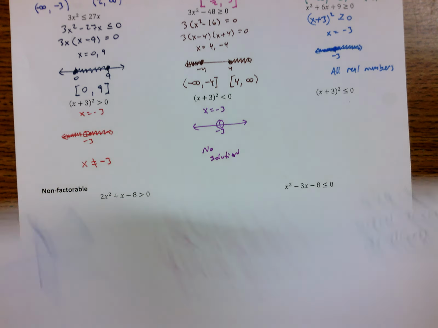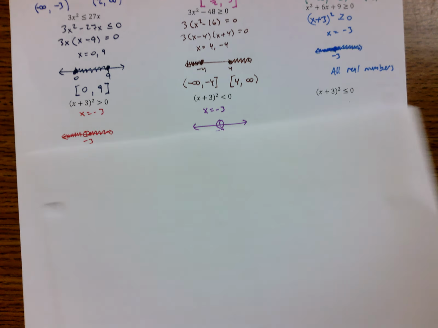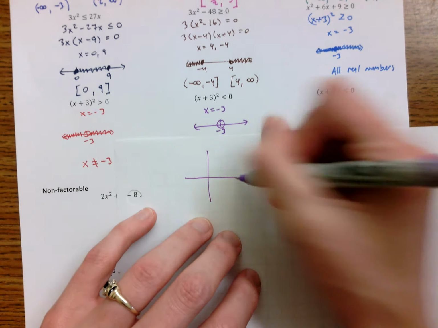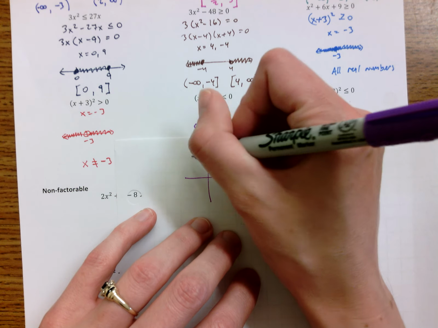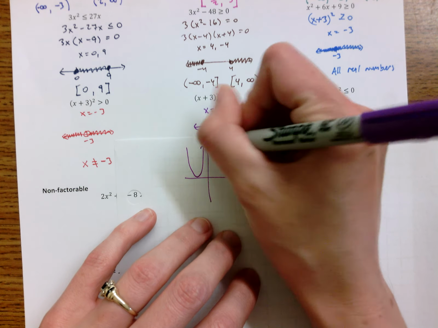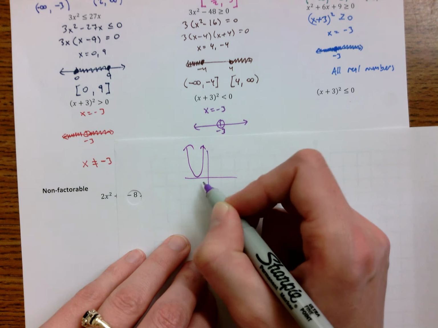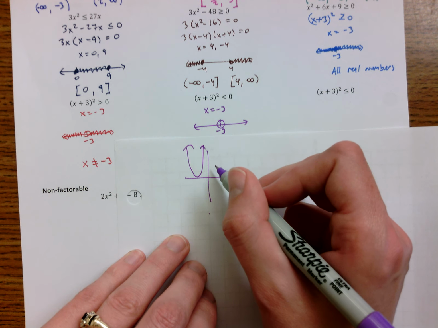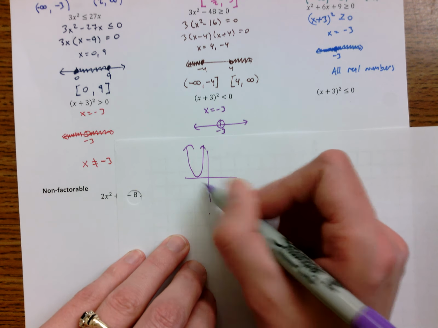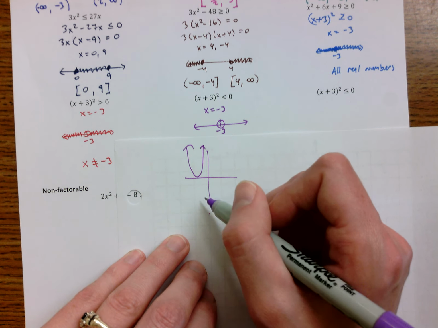And what's happening to this graphically? Well, if we were to look at the graph of what this looks like, my graph is going to be somewhere over here, and we want to know, where is this graph less than 0? Well, it's never less than 0. It's always above the x-axis or on the x-axis. So it's never less than 0, so there's no solutions to this one.